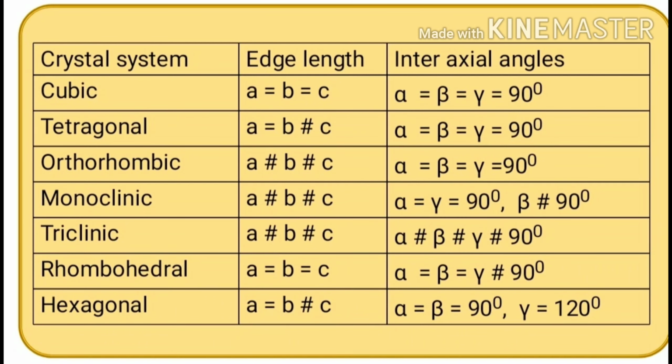Now we're going to study the last crystal system, that is the hexagonal crystal system. In this, edge length a is equal to b, but a and b do not equal c, meaning length and width are equal, but height is not equal. When it comes to angles, alpha and beta are equal to 90, but gamma equals 120. You can see diagram.